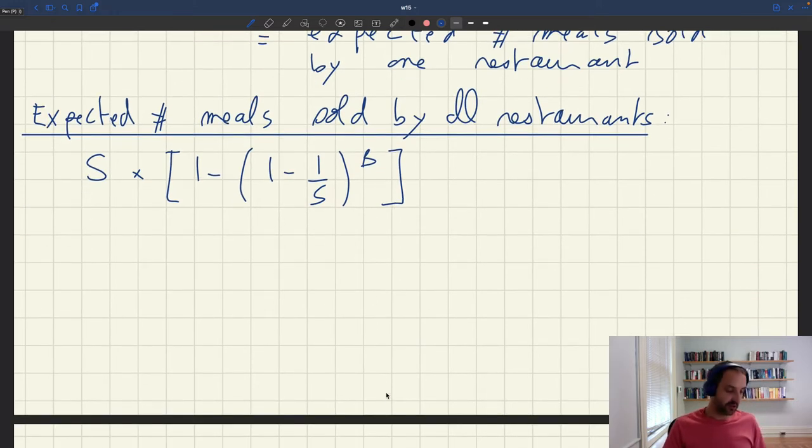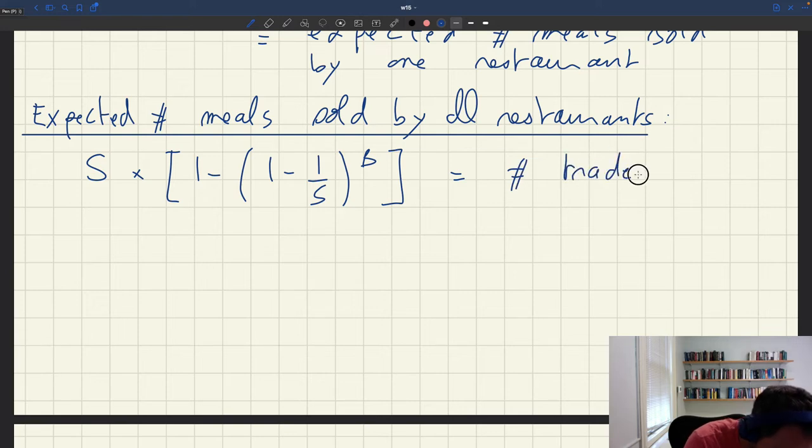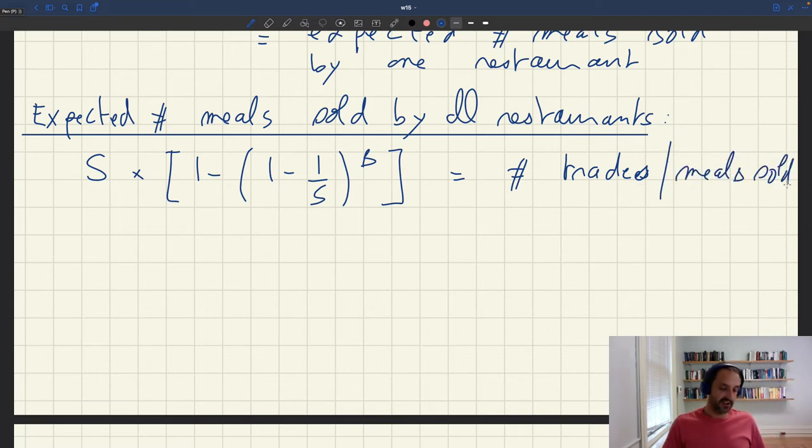Okay, so this is the expected number of meals sold by all restaurants, and if you want, this is the number of trades that are going to occur on this restaurant market. Okay, so here this is good.